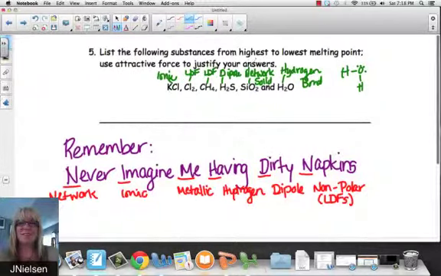Okay, so strongest. Network is the strongest, so that's going to be my SiO2, which is going to be greater than my ionic compound, which is KCl, which is greater than, I don't have any metallic. I do have a hydrogen bond, H2O. Then my dipole.